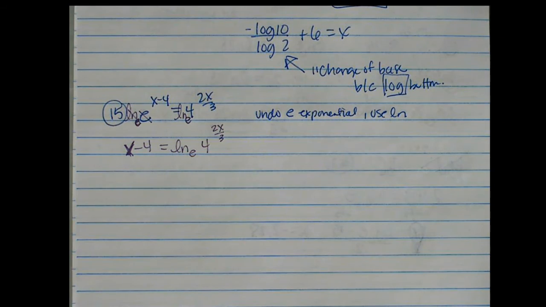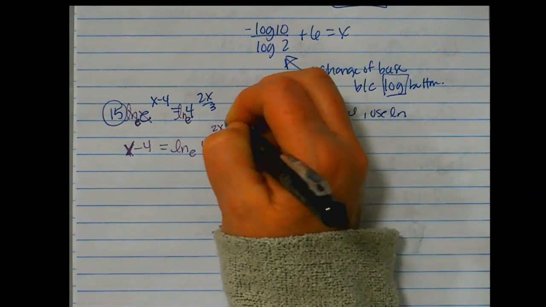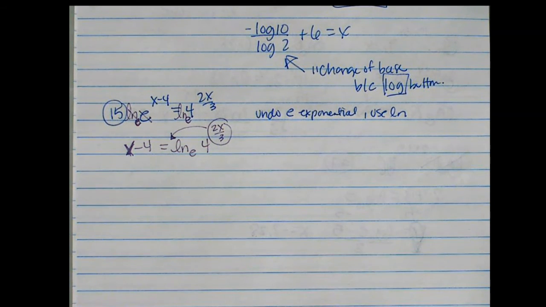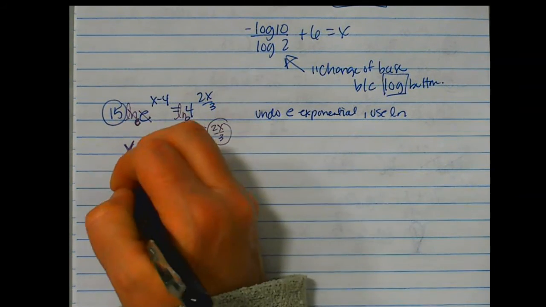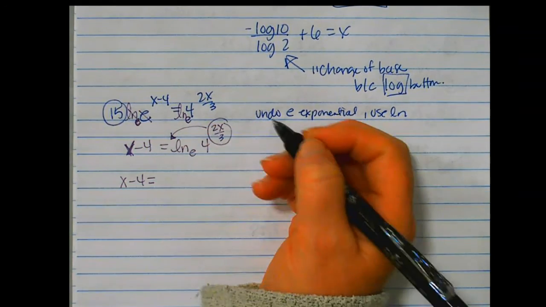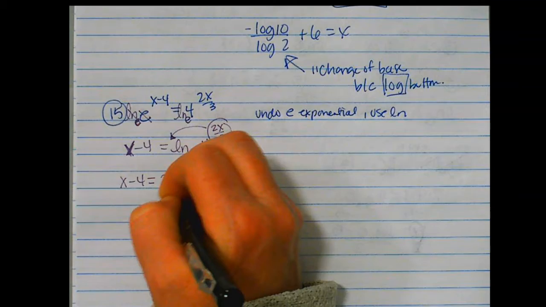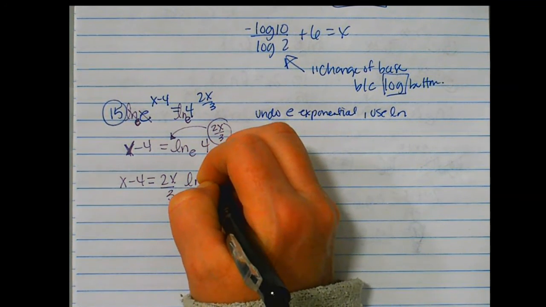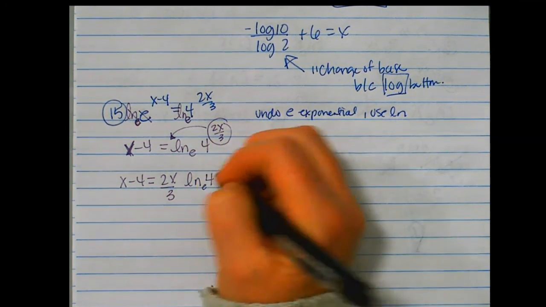There's one more rule for logarithms that we haven't used today. Maybe we haven't used several rules, but here's one. If we have a power, we can move it to the front. That's a rule that we learned that deals with exponents, and since logarithms are exponents, we can use this rule. And that lets us do x minus 4 equals 2x over 3 times the natural log of 4. Or you can keep the little e there.